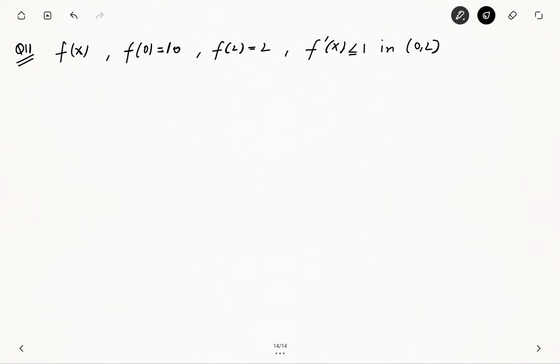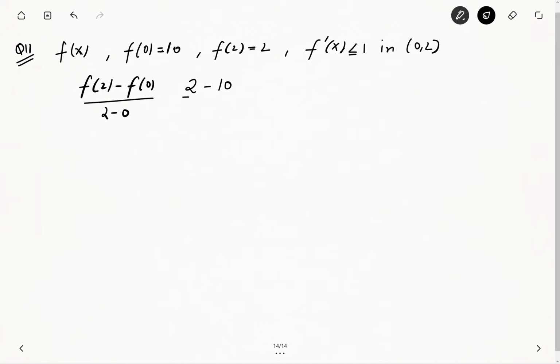Given that information, what we have to do is check if the mean value theorem holds or not. If you want to check the mean value theorem, you have to see that the secant line slope should not exceed 1. The secant line slope for 0 to 2 is f of 2 minus f of 0 over 2 minus 0, which from the given information is 2 minus 10 divided by 2, which gives you a result of negative 4.